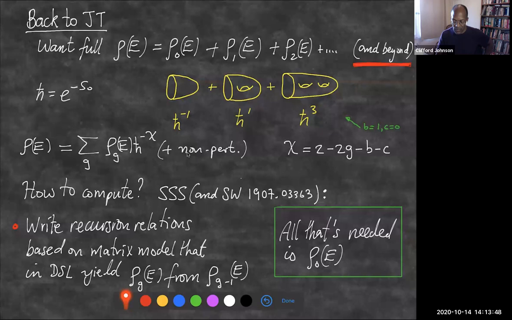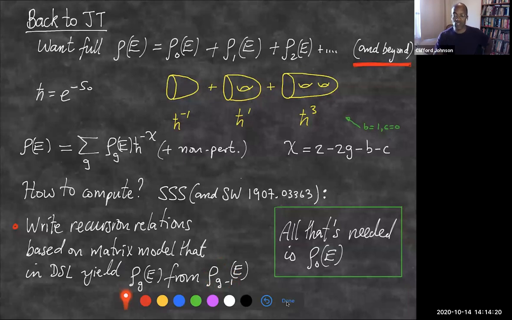And that's what led to the matrix model description. And how they did it is they wrote recursion relations. You can write down generally, given the kind of matrix model that you're working with, for example, a Hermitian matrix model, you can derive recursion relations that tell you that if you know the spectral density at genus G minus one, the recursion relations tell you how to define the spectral density at genus G.